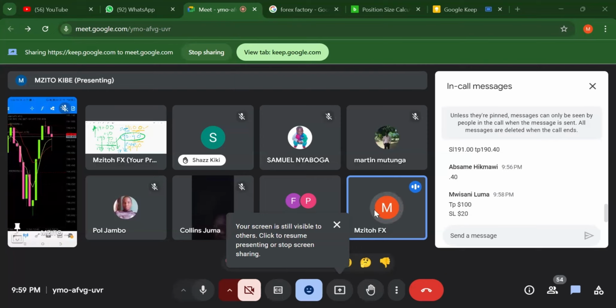It's only Mwisani. You're using a lot size of 0.2. I told you to get the dollar per pip, you multiply by 10. 0.2 by 10, it means it is $2 per pip. So if you are losing 10, 10 times 2, 20. Take profit 100. So I want all of us to answer there.